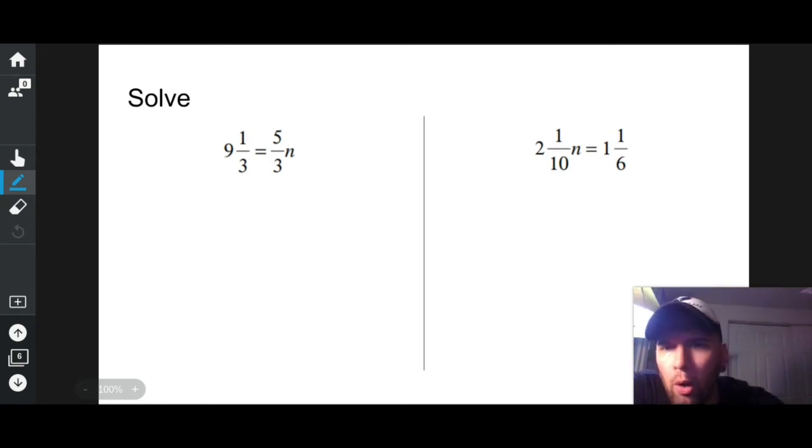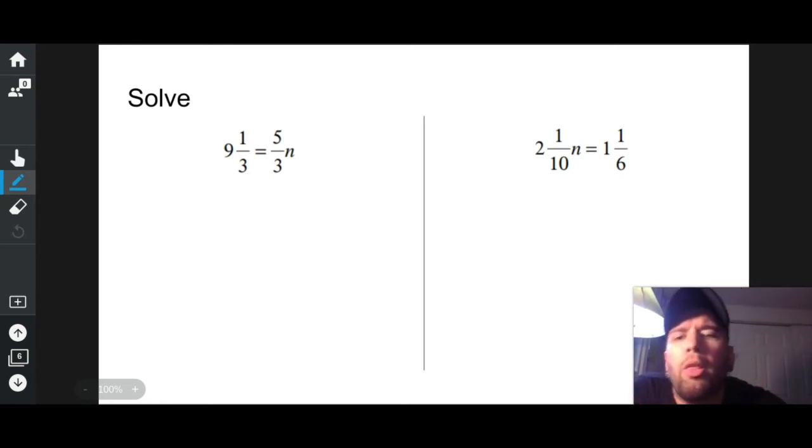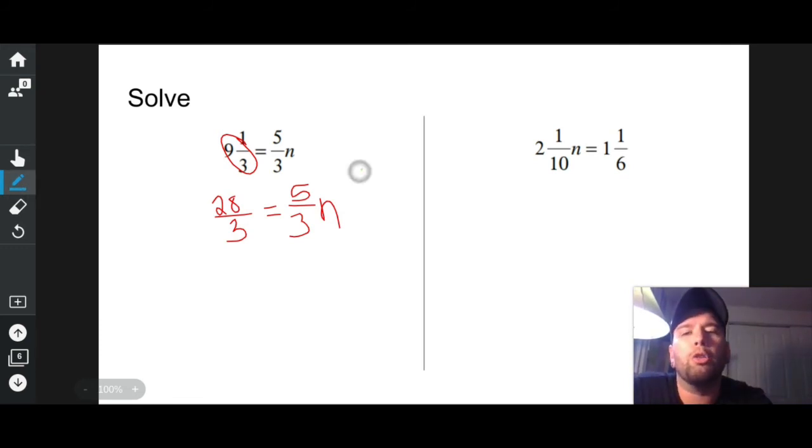So what I'm going to do before I do anything is take that mixed number over here, 9 1/3, and turn that into an improper fraction. 9 times 3 is 27. 27 plus 1 is 28. So I have 28 over 3 equals 5/3 n. How do I get rid of 5/3 when it's multiplied to n? Instead of dividing a fraction, multiply the reciprocal, 3 over 5.